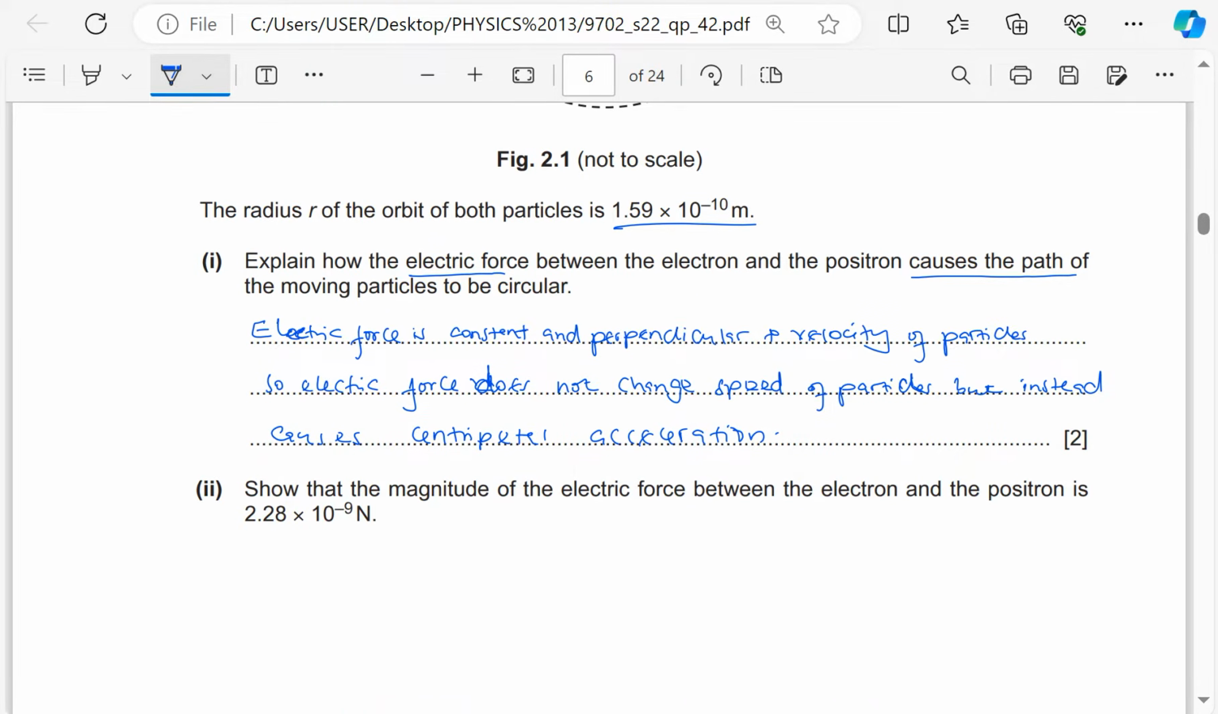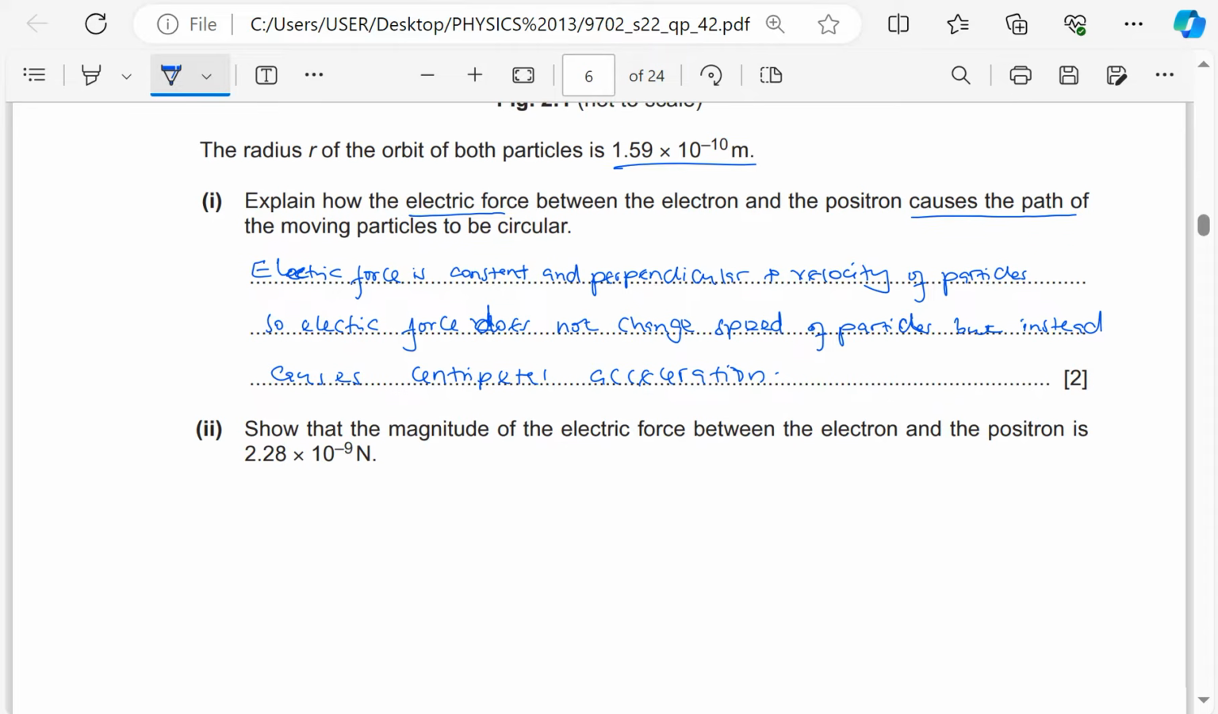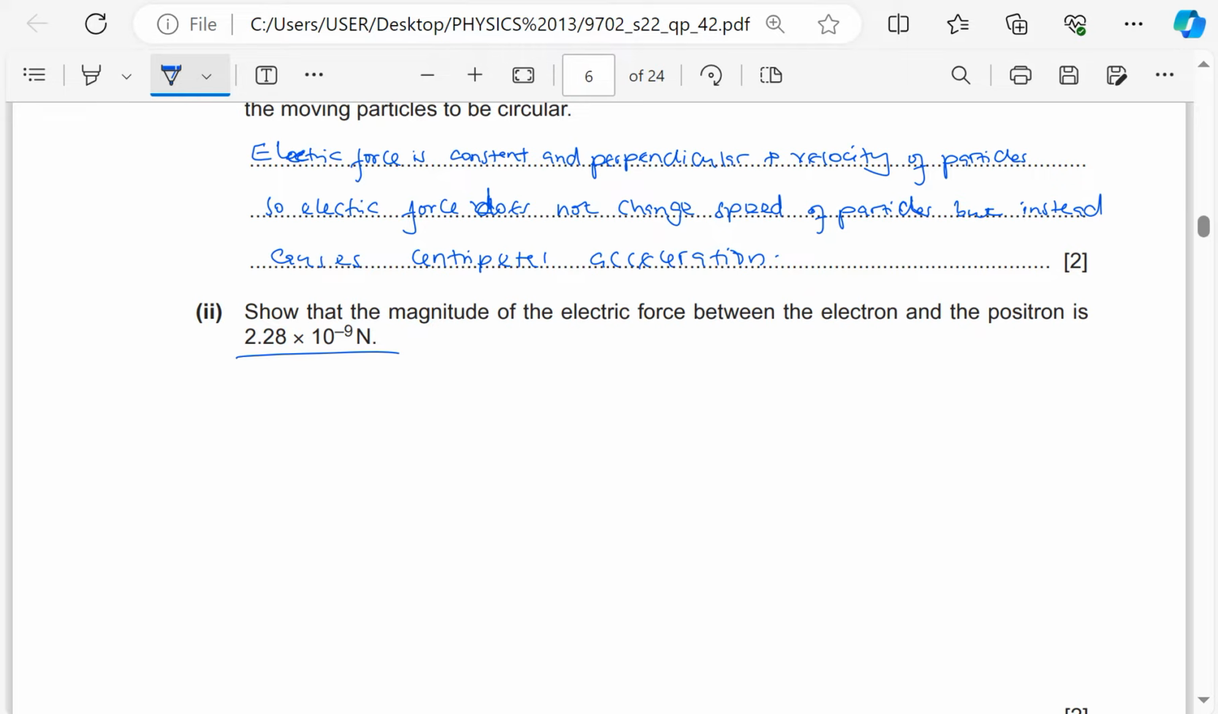Show that the magnitude of the electric force between the electron and the positron is given by this magnitude. So we know by Coulomb's law the force F is equal to the product of the charges, which I will just say e squared, divided by 4 pi epsilon naught times x squared, where x is the separation between the charges. So I'll substitute. The charges are positron and electron, so the charge is 1.60 times 10 to the power of minus 19, and this should be squared. Divide this by 4 pi.